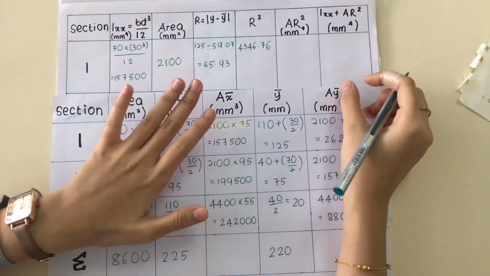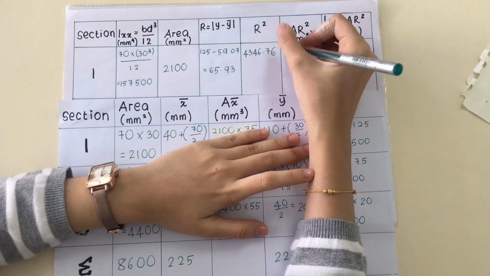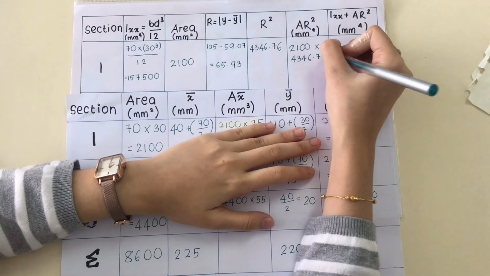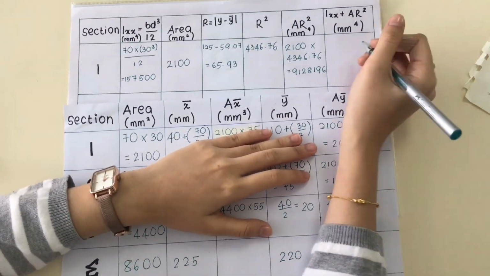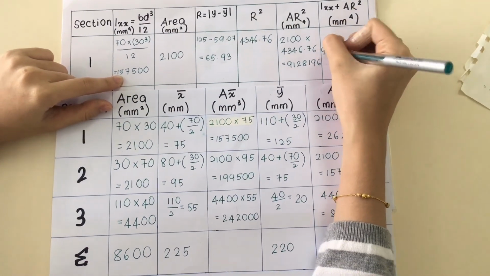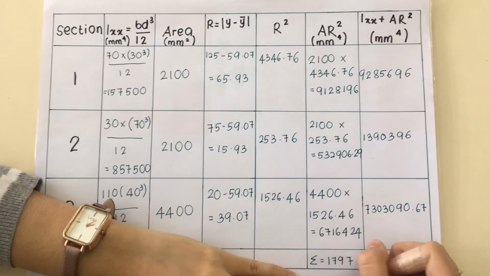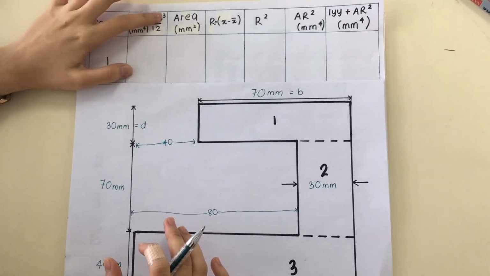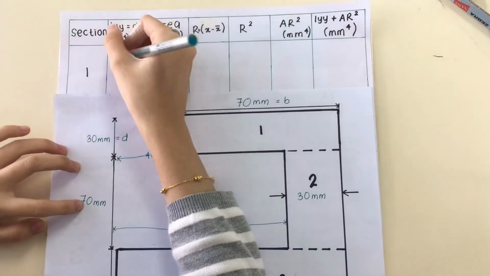Next is R square, and then AR square, which is area times R square. For the last column is IXX plus AR square, as well as section 2 and 3, and then we have to write the total of the IXX plus AR square. Next we are going to calculate the IYY.